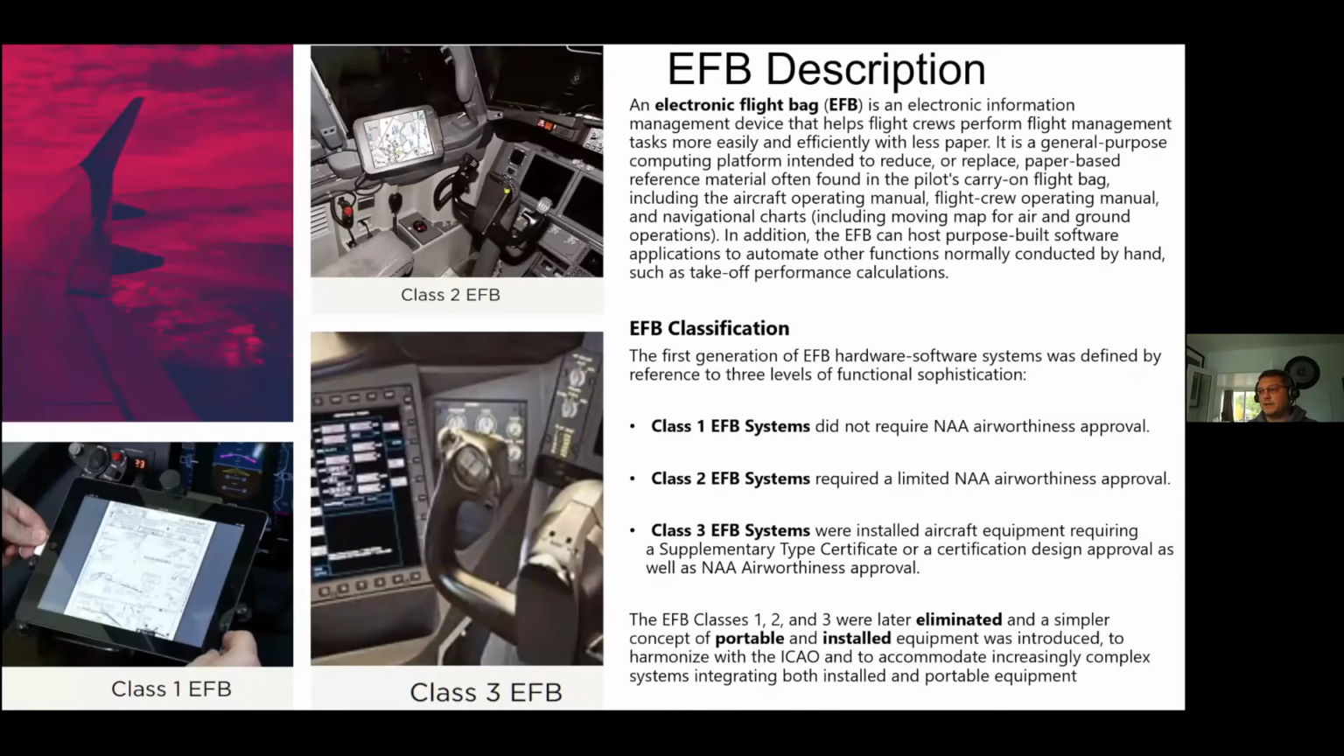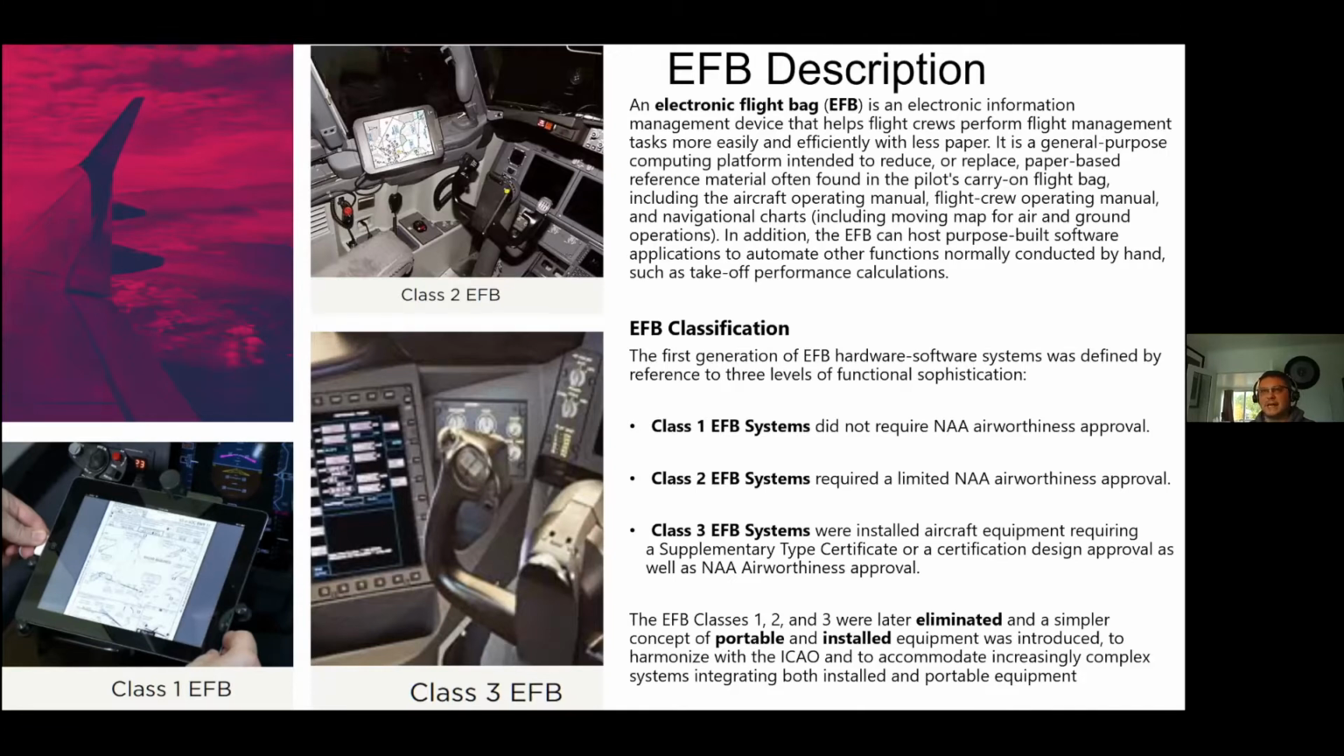So, a little bit about EFB description. I'm not going to go into it in a great level of detail. You can read it all there on the screen. Jakob talked about it earlier this morning as well. But fundamentally, the EFB purpose is to perform tasks more easily and more efficiently. It's to reduce and/or remove paper, therefore saving money on logistical costs and weight and fuel costs. It can host a multitude of applications like charts, briefing material, performance applications and weight and balance applications as well, of course. But it's got to be comfortable and it's got to be easy to use.